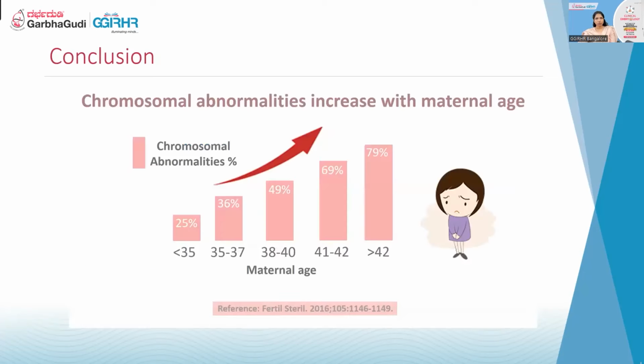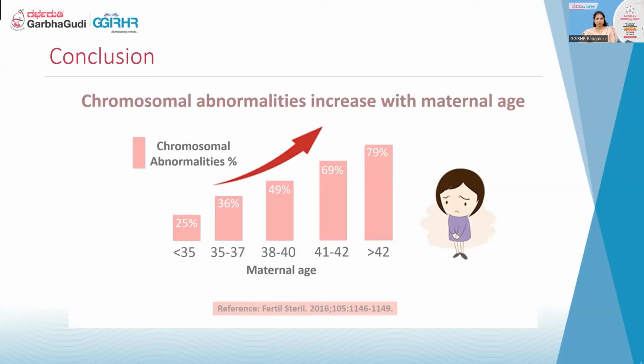So chromosomal abnormalities increase with maternal age. When the woman is less than 35 years old, 25% is the risk for chromosomal abnormality.